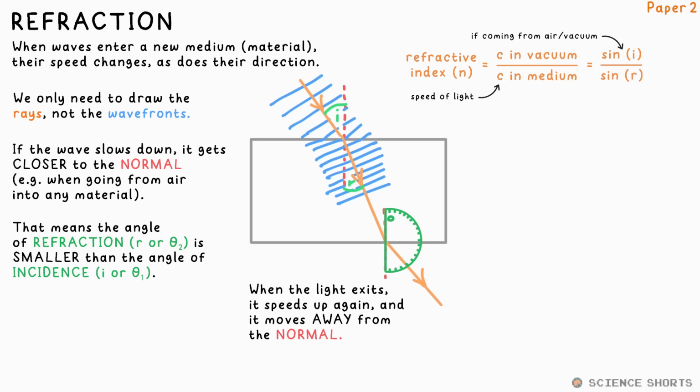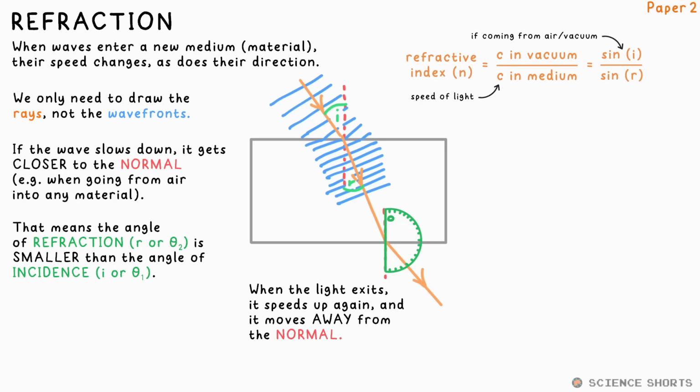How much a medium refracts light is determined by its refractive index, symbol n. It's just a ratio that's equal to the speed of light in a vacuum, basically the same for air, divided by the speed of light in the medium. So it will always be a number that's greater than 1.